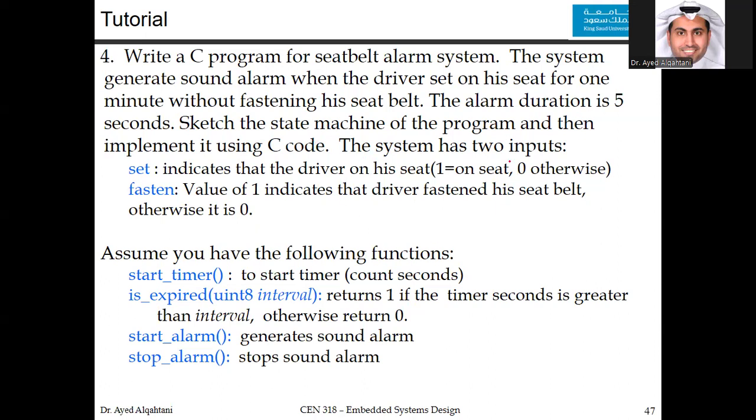Here we have 2 inputs. It indicates the inputs. You have sit and fasten. Sit indicates that the driver is in his seat. If it is 1, the driver is there. If it is 0, the driver is not there yet. Fasten: does he fasten the belt or not? If it is 1, he fastened. If it is 0, he didn't fasten the seat belt.